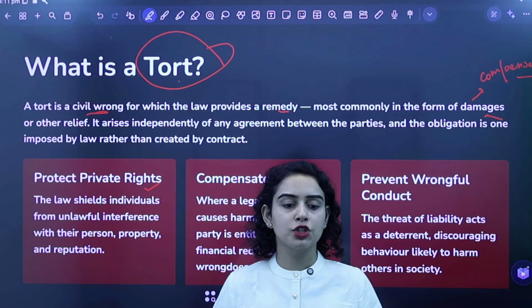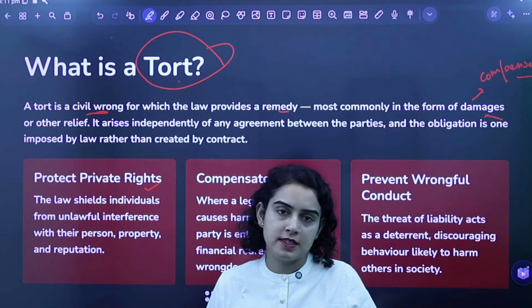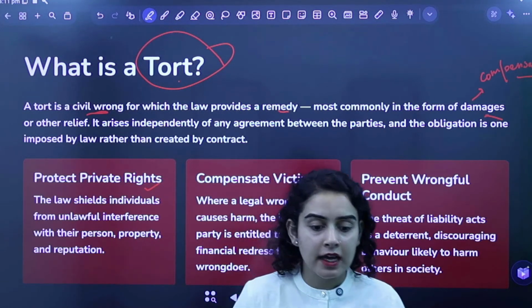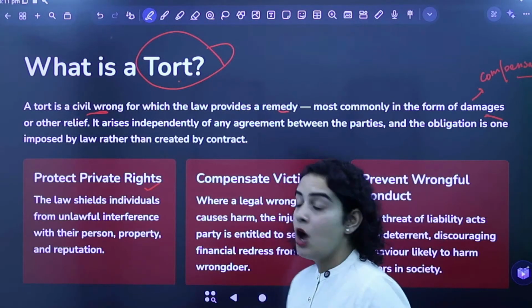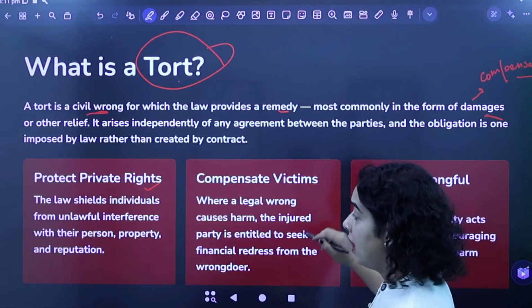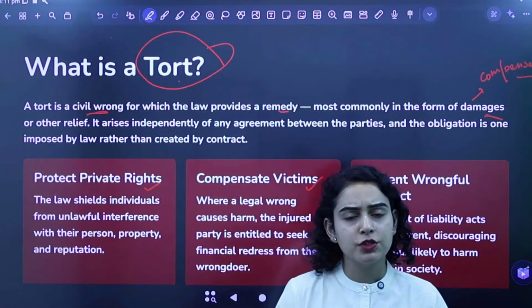There is no such prefixed amount that is decided, right? So that is called as unliquidated damages, something which is not pre-decided. Okay. All right. Now, why are we doing this? To compensate the victims. Now, see, किसी ना किसी तरह की legal injury तो definitely हुई है.